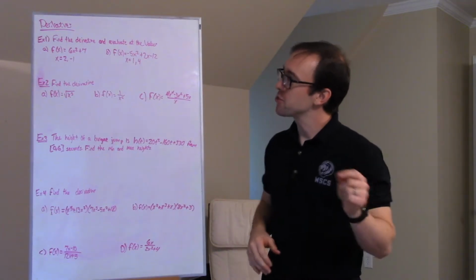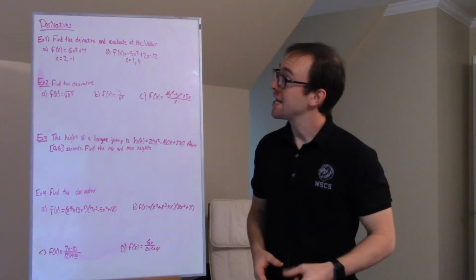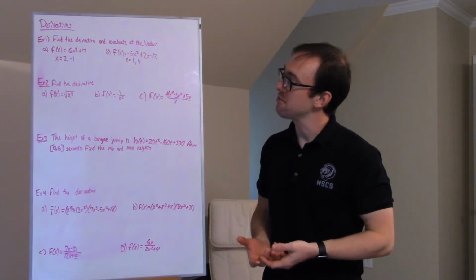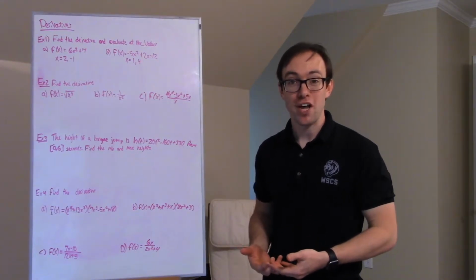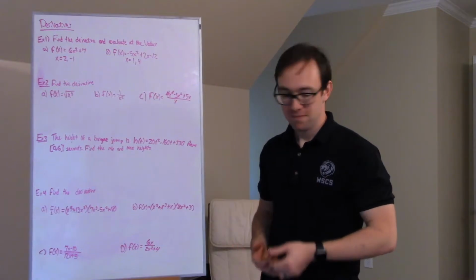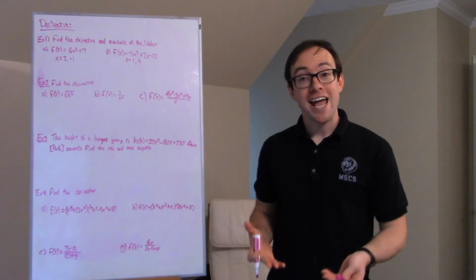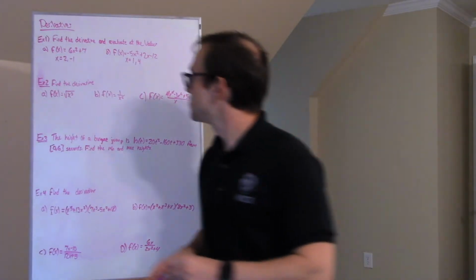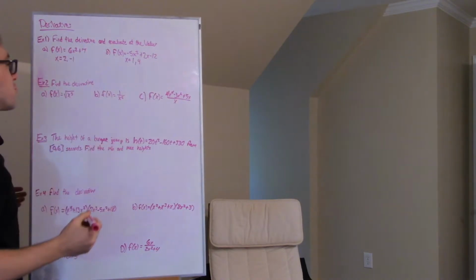Example 1, find the derivative and evaluate at the given values. So part A, f of x equals 6x squared plus 7, and then we're going to evaluate at x equals 2 and x equals negative 1. So for part A, it's just a power rule. So we take the 2 and multiply it out in front.